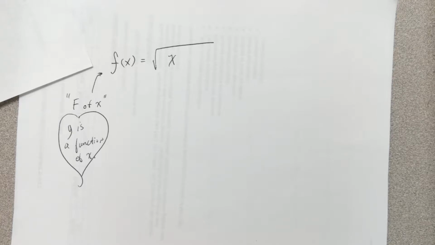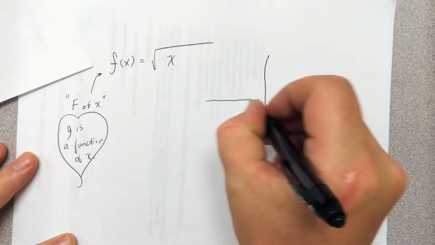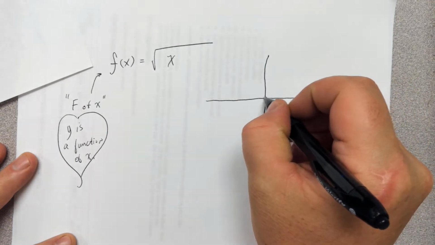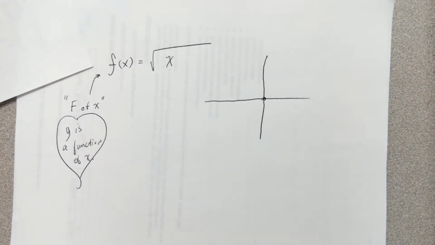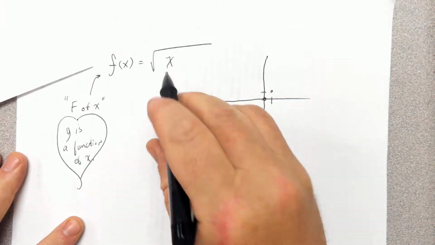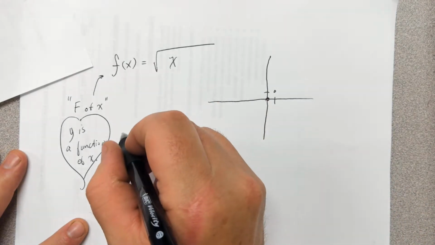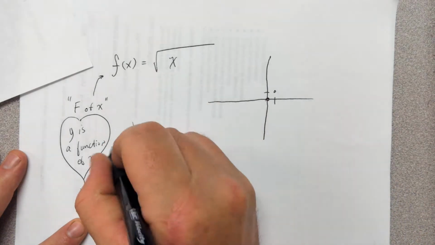Okay, so check this out. I'm going to graph it for you. Here's what the graph looks like. It starts here at 0, 0. And then it goes to 1, 1, because the square root of 1 is 1. So in fact, if we were going to do a t-chart, check this out.